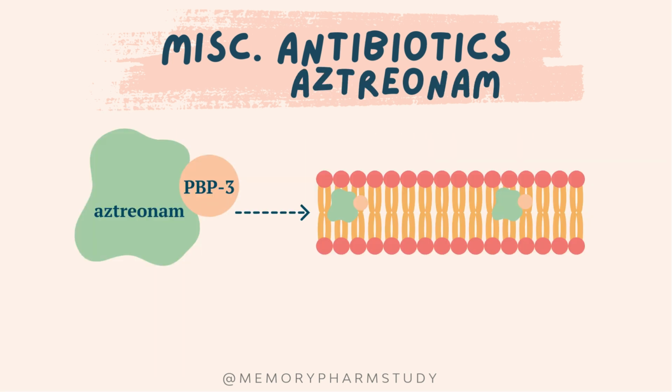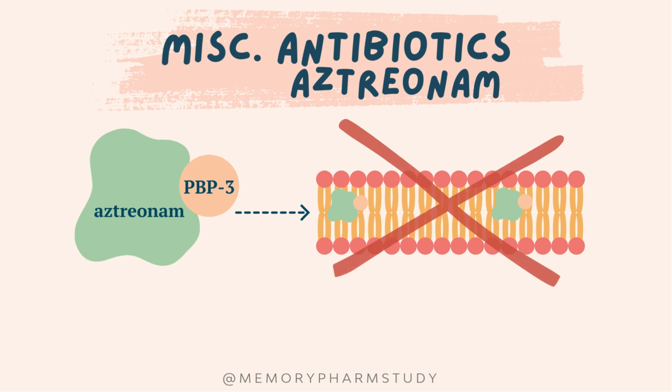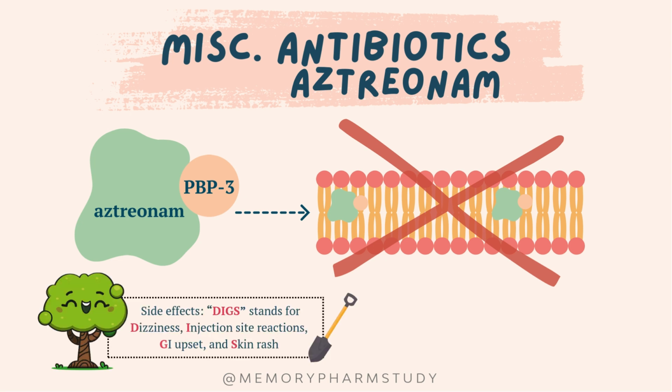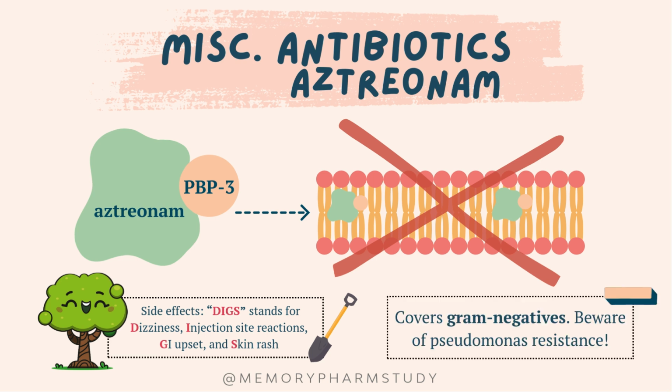H3N is a monobactam antibiotic that interferes with cell wall synthesis by binding to and inactivating transpeptidase in gram-negative bacteria. You can use this mnemonic to remember its side effect by first recognizing that H3N sounds like a tree and the shovel digs into the dirt to plant the tree. DIG stands for D is for dizziness, I is for injection site reactions, G is for GI upset, and S is for skin rash. H3N only covers gram-negative bacteria and is important to be aware of significant rates of Pseudomonas resistance when using this antibiotic.